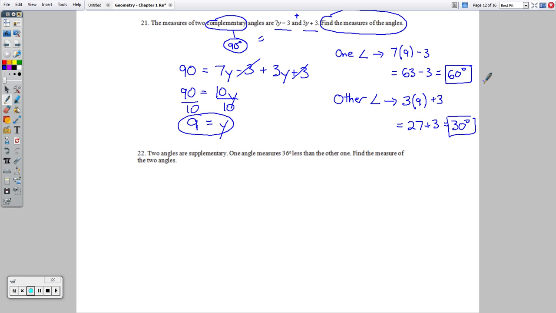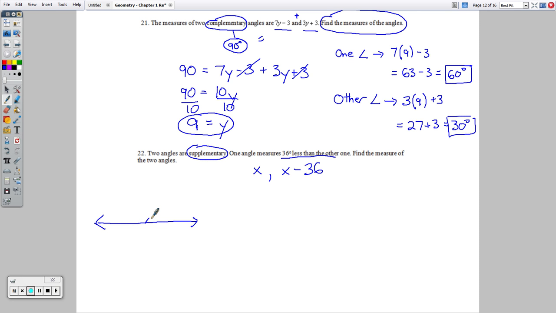That equals 30. Looks like I got the right thing. 22, two angles are supplementary now, and one of the angles measures 36 degrees less than the other. That means if one was x, the other one would have to be 36 degrees less than that. So x minus 36. If it helps you to draw a picture, it could look like this.